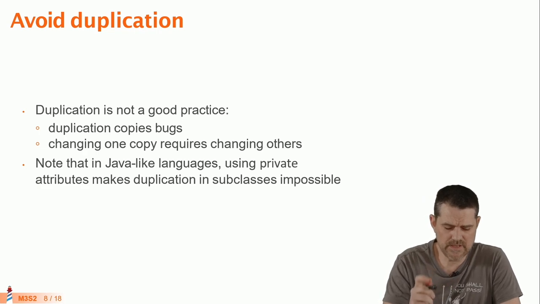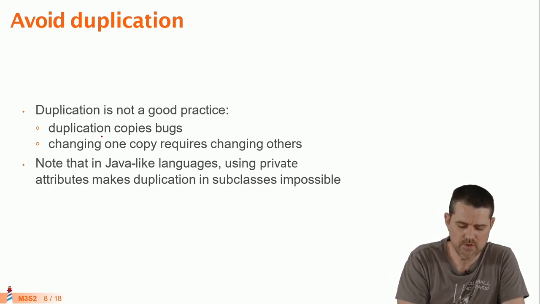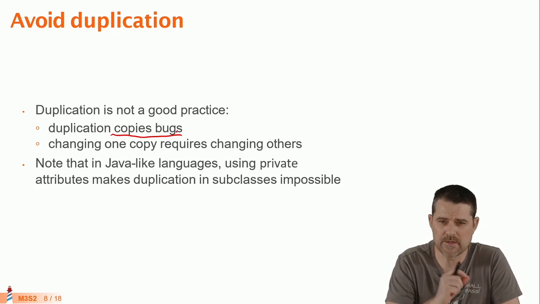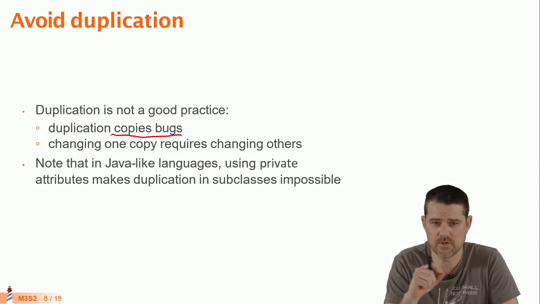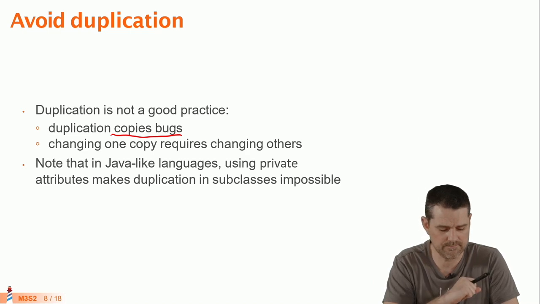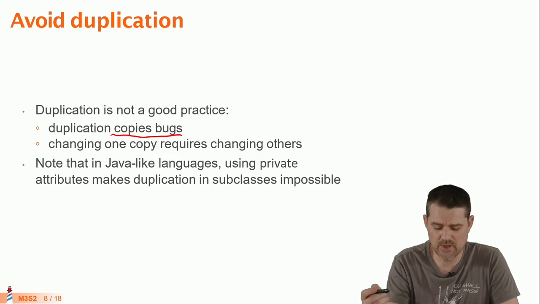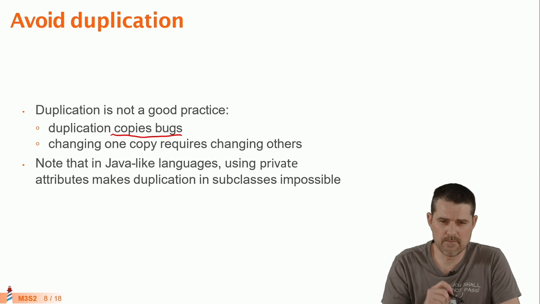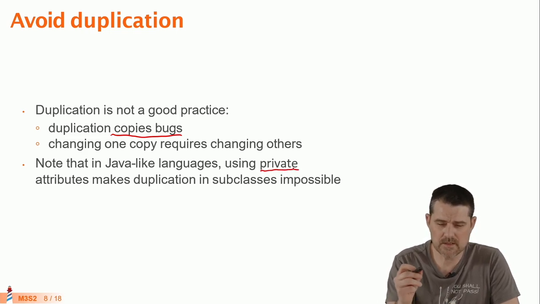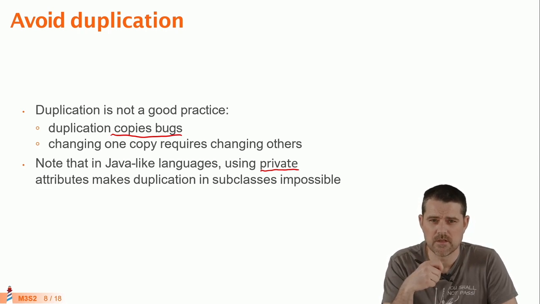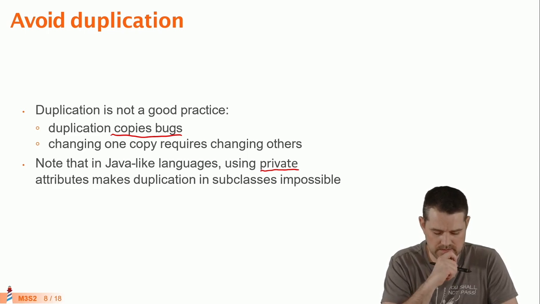This is a bad solution because when you are duplicating code, you are copying bugs. So if there is a bug in the superclass code, you will copy the bug inside the subclass. And if you want to change the code, it means that you have multiple copies, so you need to change everywhere. In some languages, such as Java, using the private keyword prevents duplicating the code because some instance variables are not accessible in the subclass. So this is something that you should take into account.